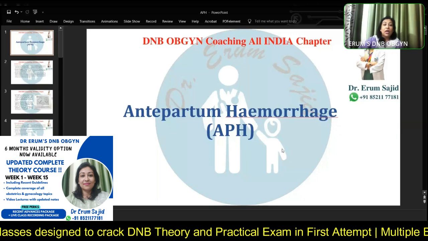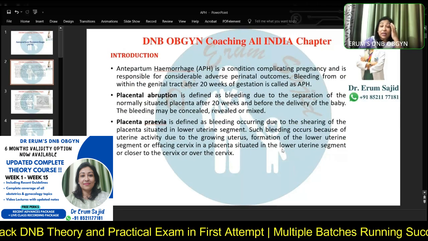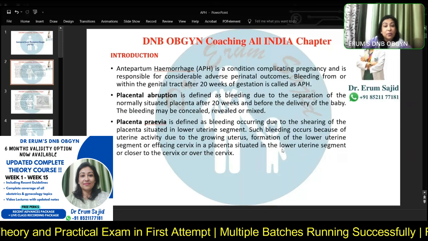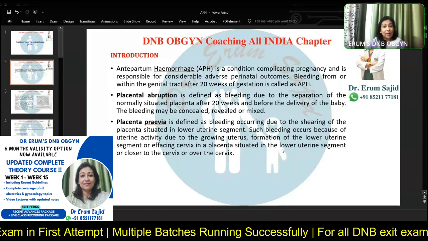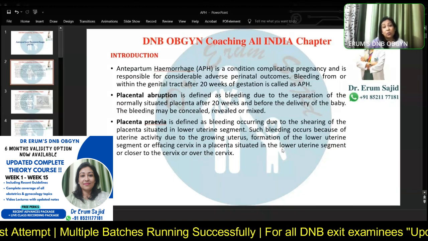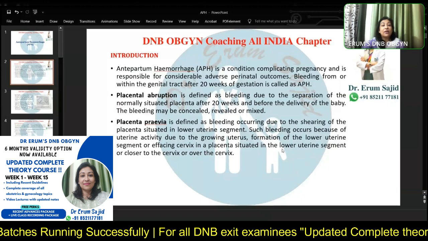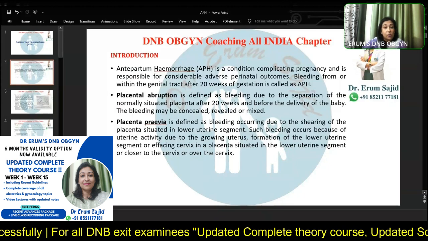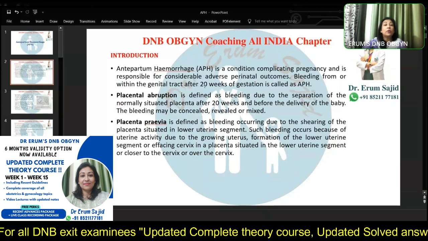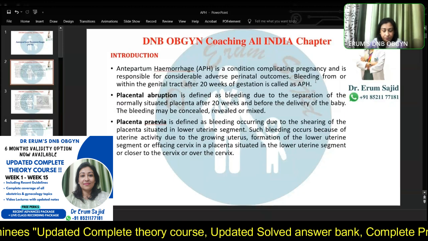which is the antepartum haemorrhage. Let's start with the introduction. What exactly is it? It's a condition which complicates the pregnancy, responsible for considerable adverse perinatal outcomes. And when I say perinatal, I'm talking about not just the neonate, but even maternal mortality is very high in APH. Bleeding from or within the genital tract after 20 weeks of gestation, but as per the latest definition of GTG, it is after 24 weeks of gestation, is called APH, antepartum haemorrhage.